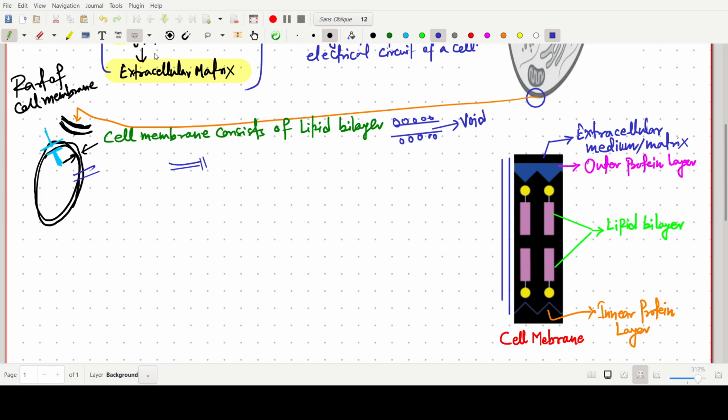So I will draw one more diagram. For example, this one is the circuit, this one is the diagram. A very similar diagram will be there also.